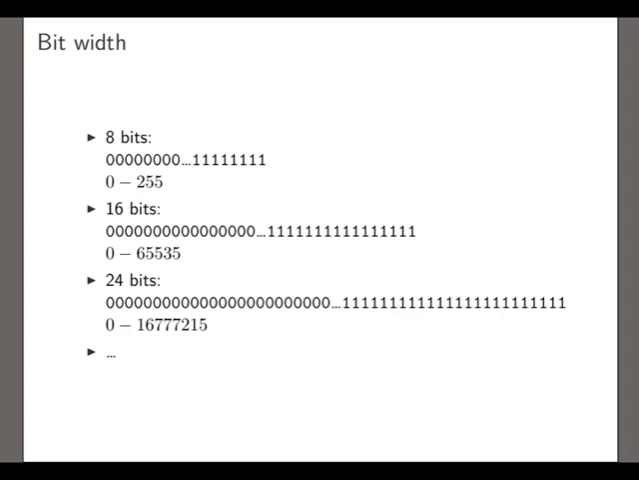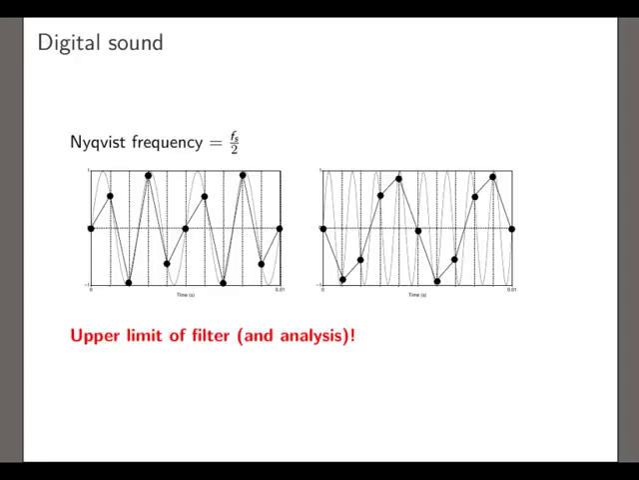With 8-bit digital numbers we can specify 255 different levels of sound pressure. That's not terribly much. 16 bits already give us more than 65,000. That's usually enough. Now here we can see why we need a minimum sampling frequency in order to get a good representation of the original signal.